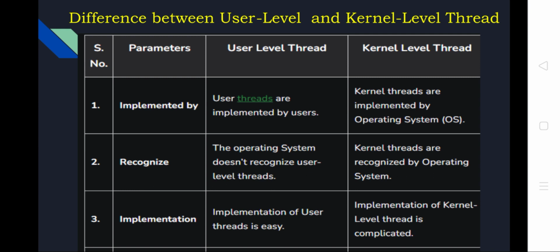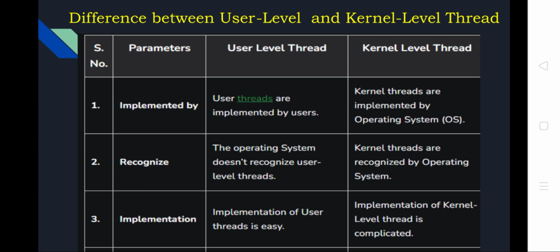So here, the first difference is how they are implemented. The user level thread is implemented by the user. That means the user can use some commands from the application software. Whereas in the case of kernel level threads, kernel threads are implemented by the operating system. That means the OS has some system utility commands that help to implement the kernel level threads.